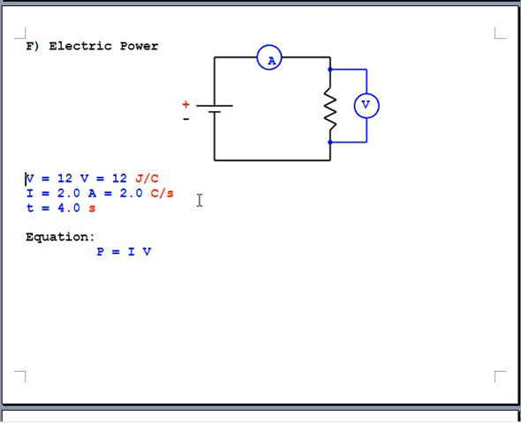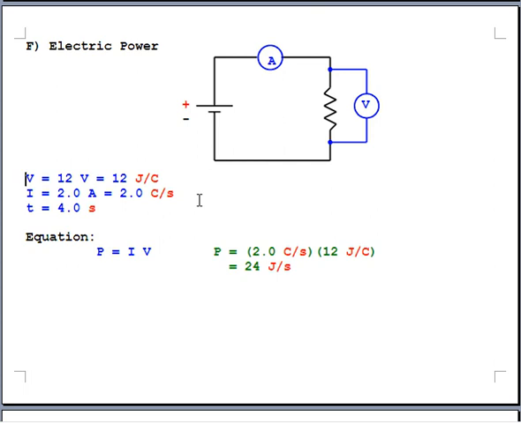So in this equation, P equals I times V, we've got a current of 2.0 coulombs per second, multiplied by 12 joules per coulomb. So there's our current in amps and our voltage in volts, but we've actually changed it into what it really is. And if you look at what's going to happen with the units there, turns out the coulombs are going to cancel out. One's on the top, one's on the bottom. And we end up with this value that says 24 joules per second.